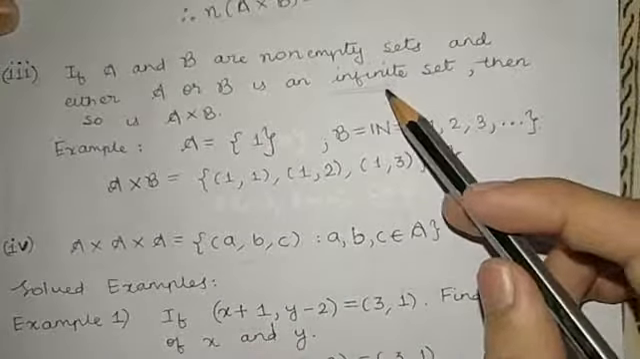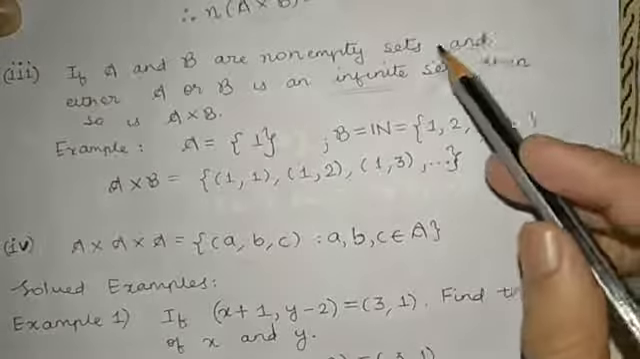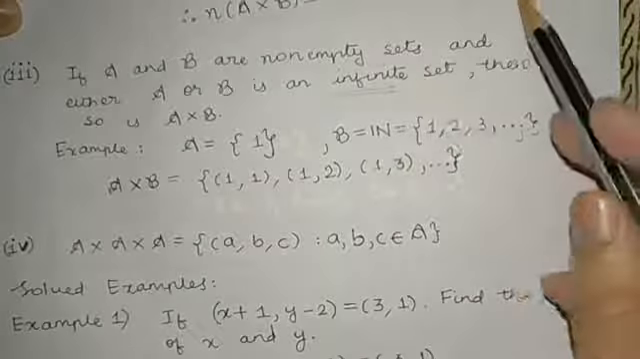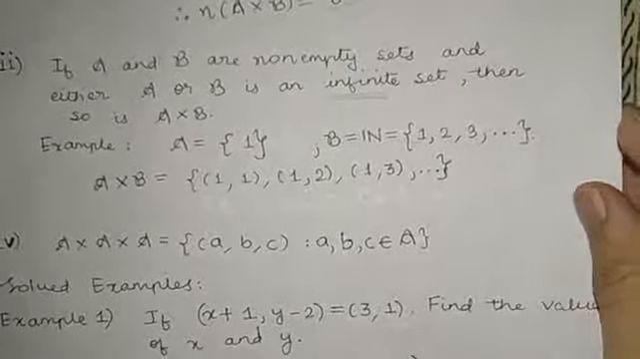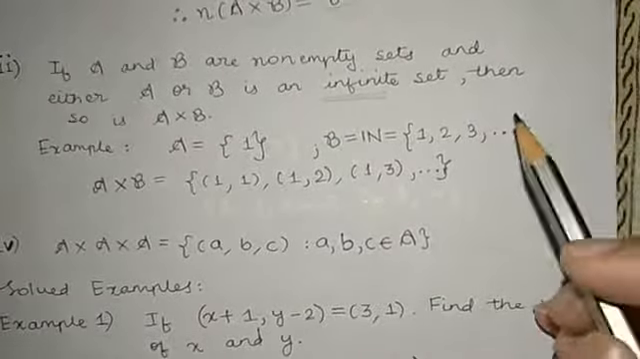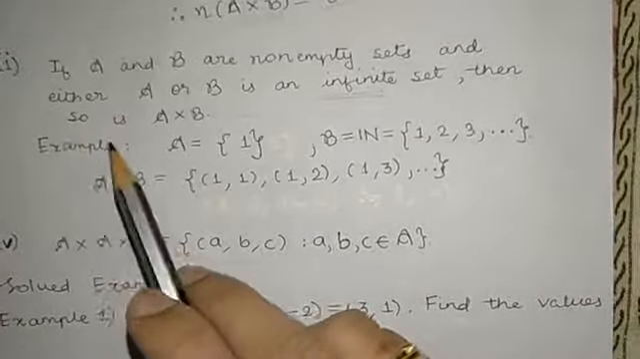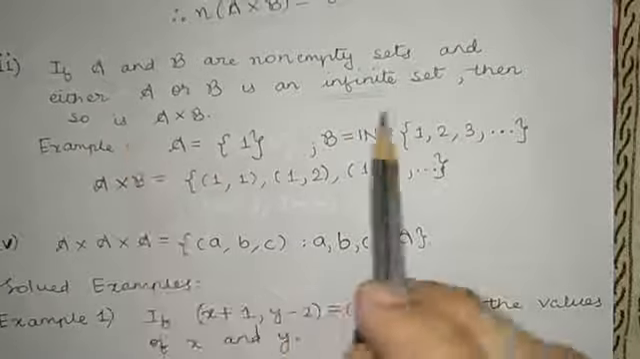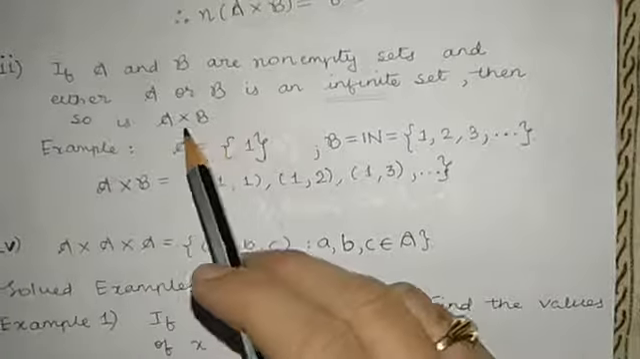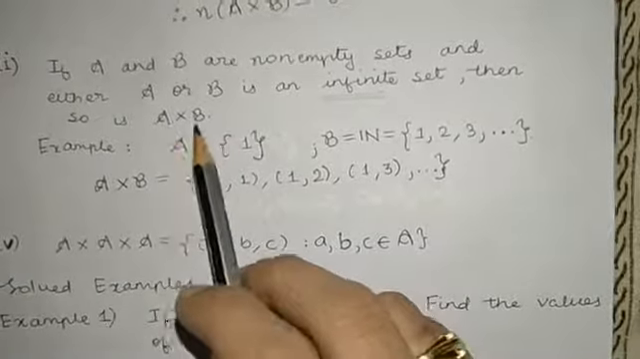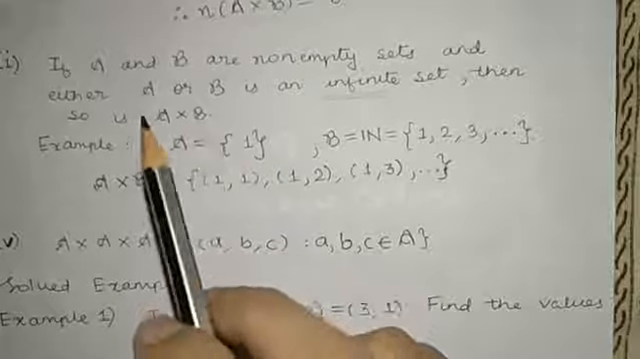Okay, the number of elements will not stop. They will continue. There is no stop for the number of elements. Then what will happen? A cross B will also be an infinite set.